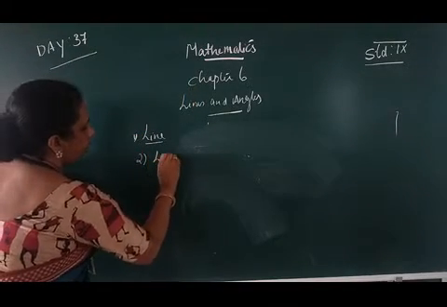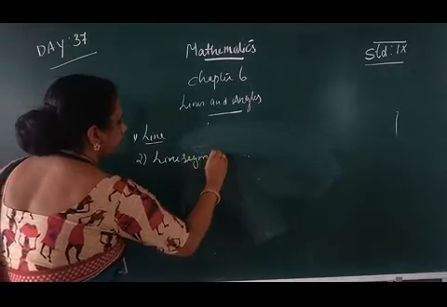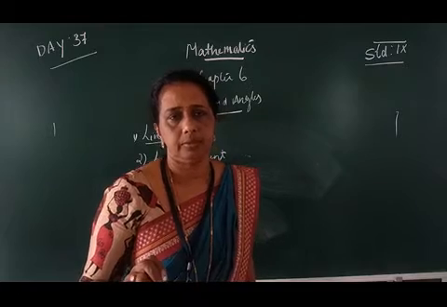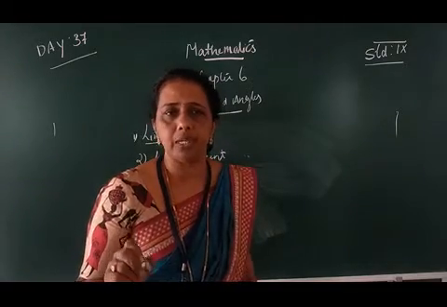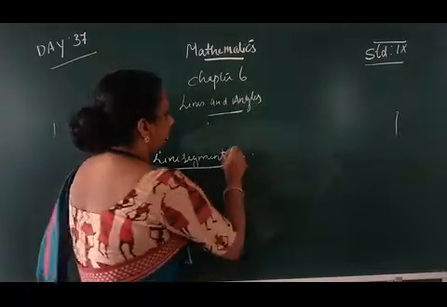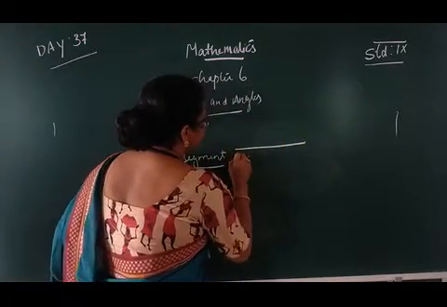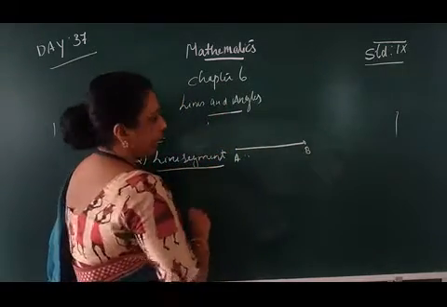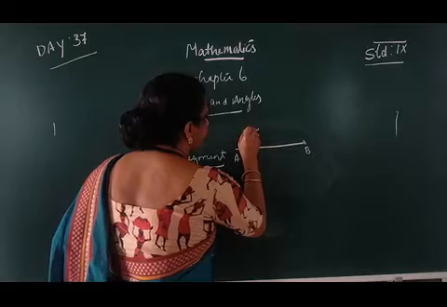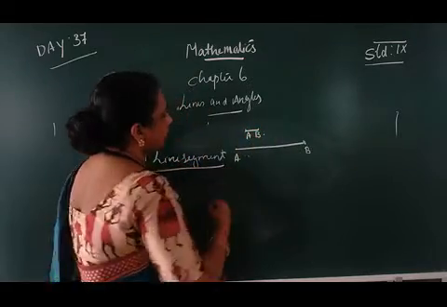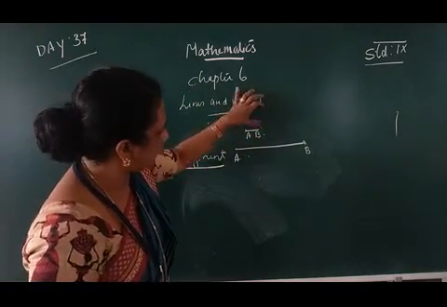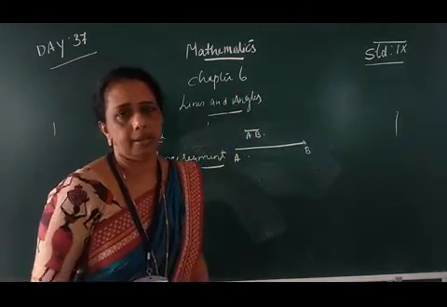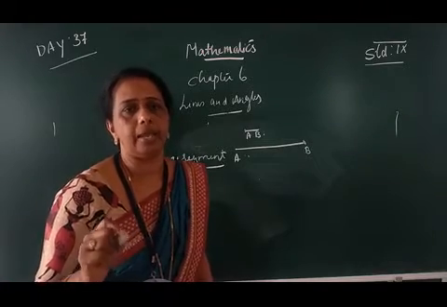Second one is line segment. A line segment is a part of a line, and a line segment has two end points. Since a line segment is a part of a line, it has a definite length. This is line segment AB. It is represented like this, and read as line segment AB. This line segment has two end points. A line segment is a part of a line.